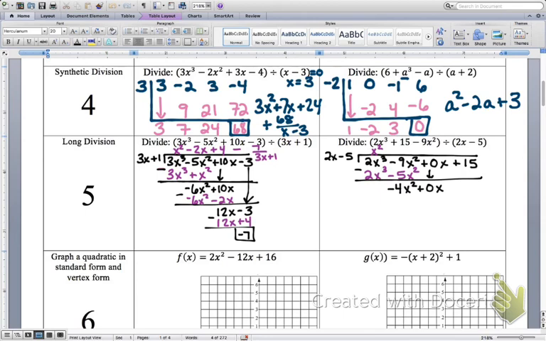2x times what gives us negative 4x squared? Negative 2x, and multiply by 2x and negative 5. Subtract. Bring down the next term, and this is the last time we have to do this. 2x times negative 5 gives us negative 10x squared, and when we subtract we get a remainder of negative 10. So we write that remainder over what we're dividing by.